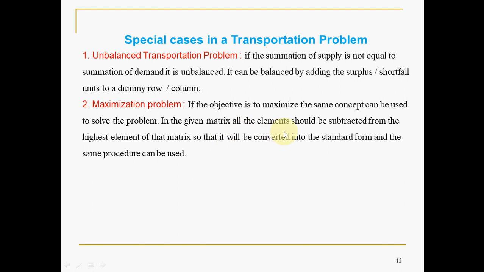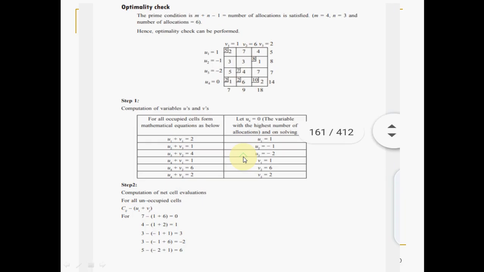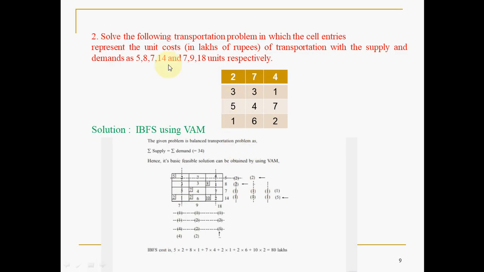In the given matrix, all the elements should be subtracted from the highest element. You select the highest element of the matrix and subtract all other elements from it. For example, if this is to be maximized, the highest element is 7. So all other elements: 7 minus 2, 7 minus 7, 7 minus 4, 7 minus 3, 7 minus 3, 7 minus 1, like that.